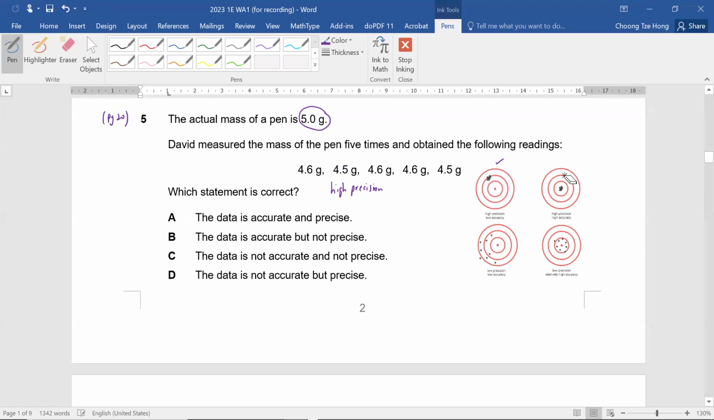So this case, this one. The data is precise but not accurate, so this means the answer will be 3. Do read more about this on page 20 of your textbook.